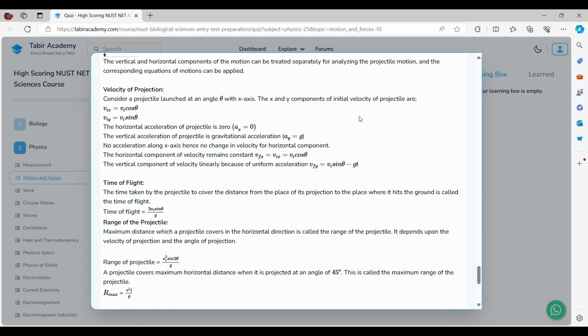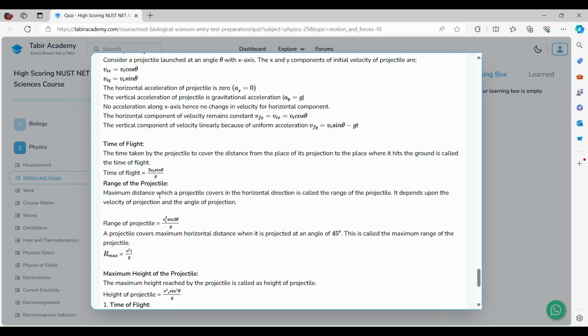Like here it has launched from here and landed here, so the time it takes to land, that's called the time of flight. You can get this via this formula, which is 2 times initial velocity times sin theta, and all of this over g. Range of the projectile.